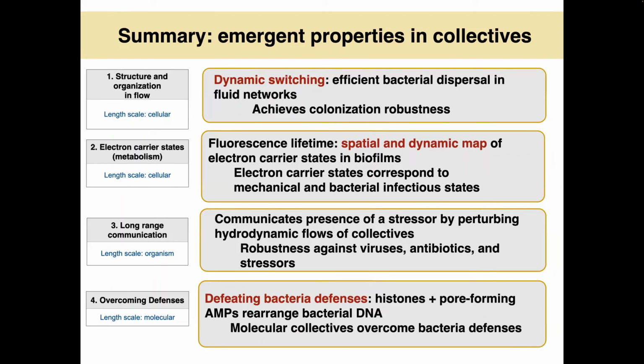To summarize everything that I've talked about, we found that there are a lot of emergent properties that one observes when you start bringing cells into larger collectives. At one length scale, the cellular length scale, we found that bacteria could disperse when they work as a collective, and that is done through dynamic switching. At another length scale, using fluorescence lifetime, we found that different electron carrier states emerge when they are in collectives.